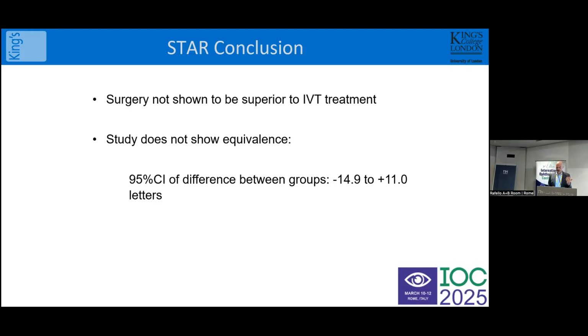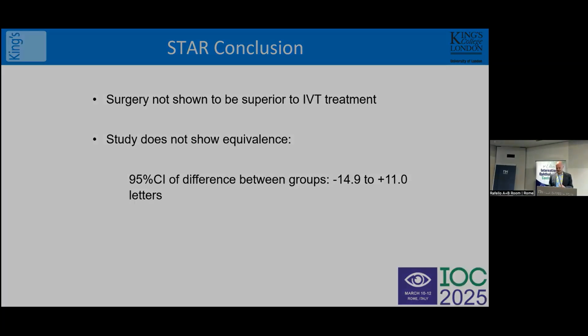So what that tells us is it could be that surgery is 10 letters better, which would be clinically meaningful. It could be that intravitreal therapy is 10 letters worse. Well, it could be either way around because you don't have statistical significance on that. So we don't have a result effectively from that trial, even though it was a good trial.